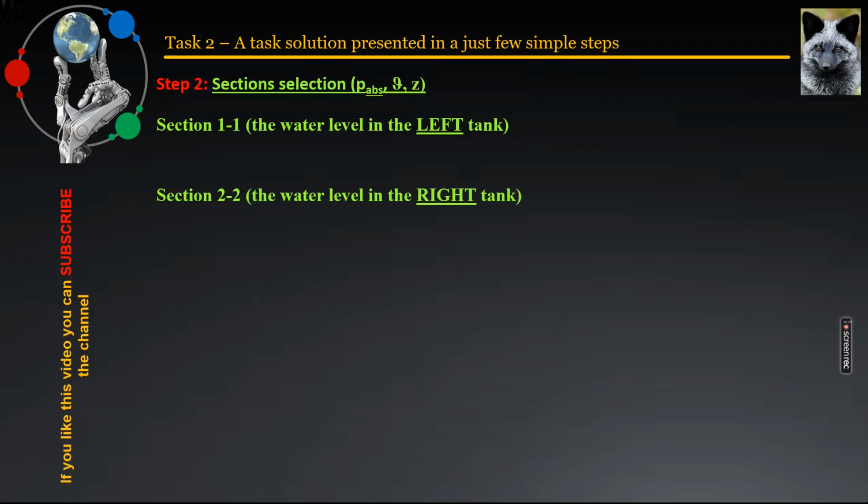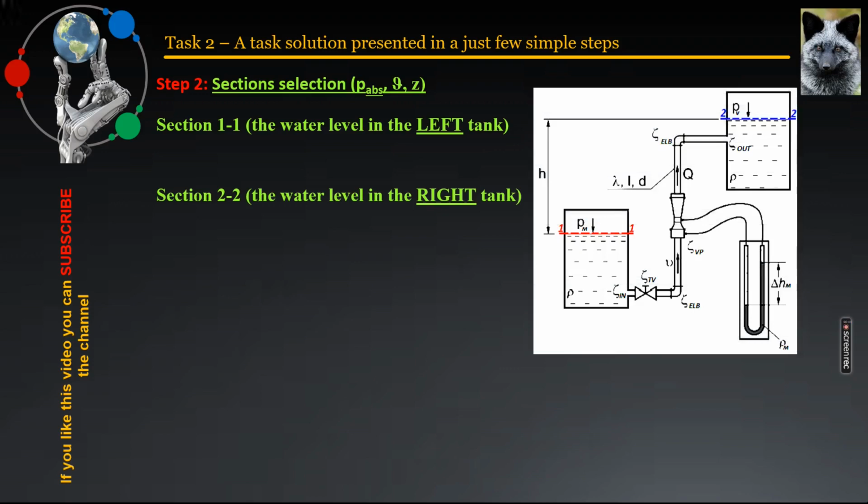Be sure to indicate the places on the diagram where the two sections are selected, as demonstrated in the sample work diagram on the slide. The next action is related to the description of the work parameters in the previously selected sections. Let me start with the absolute pressure.